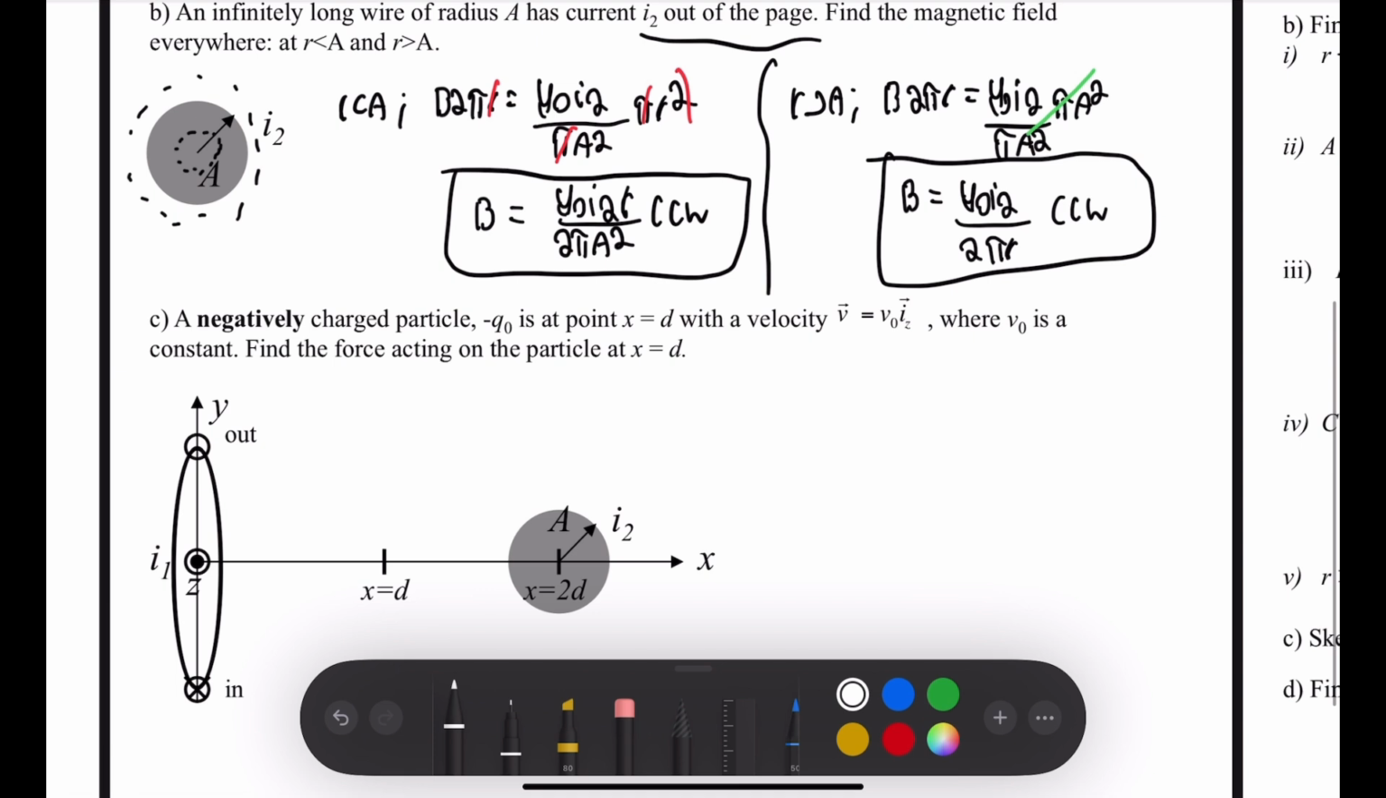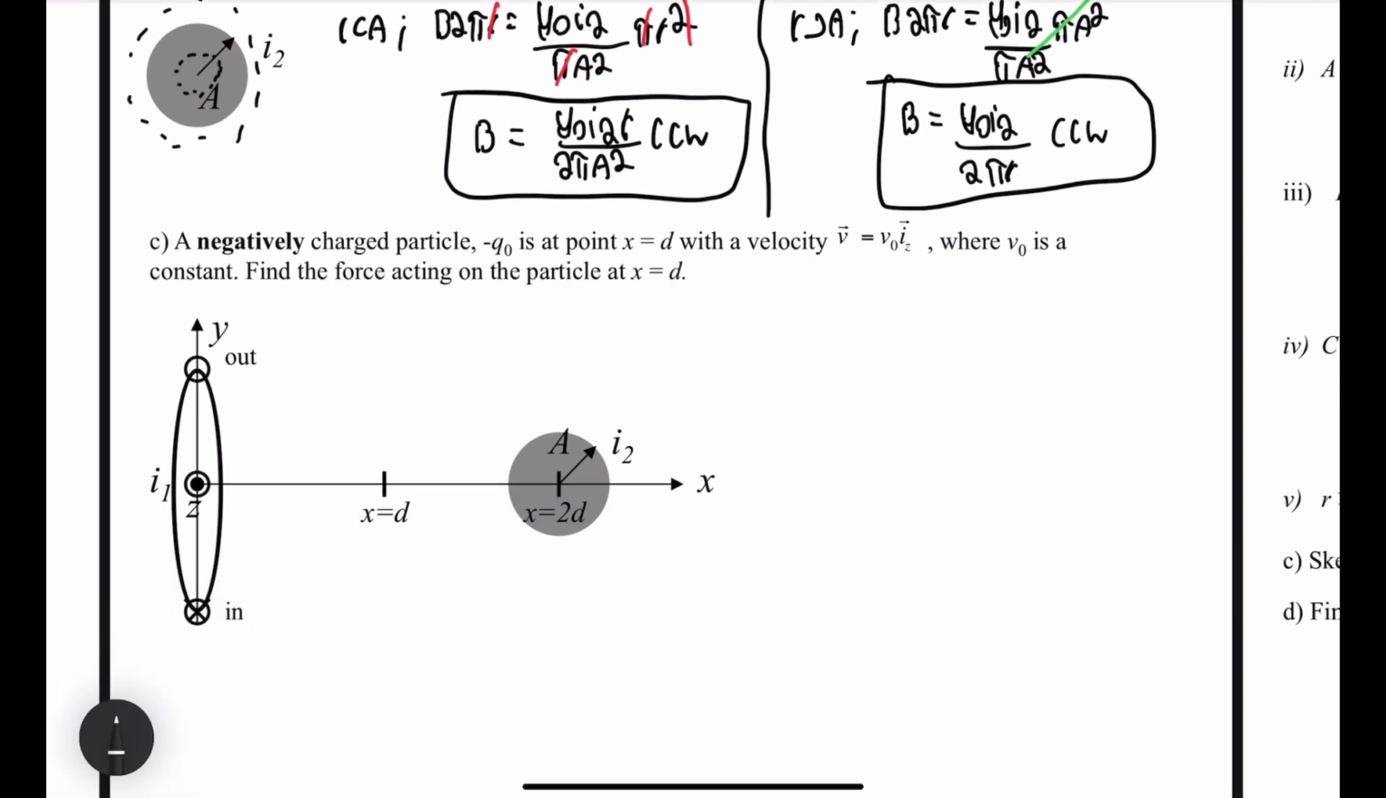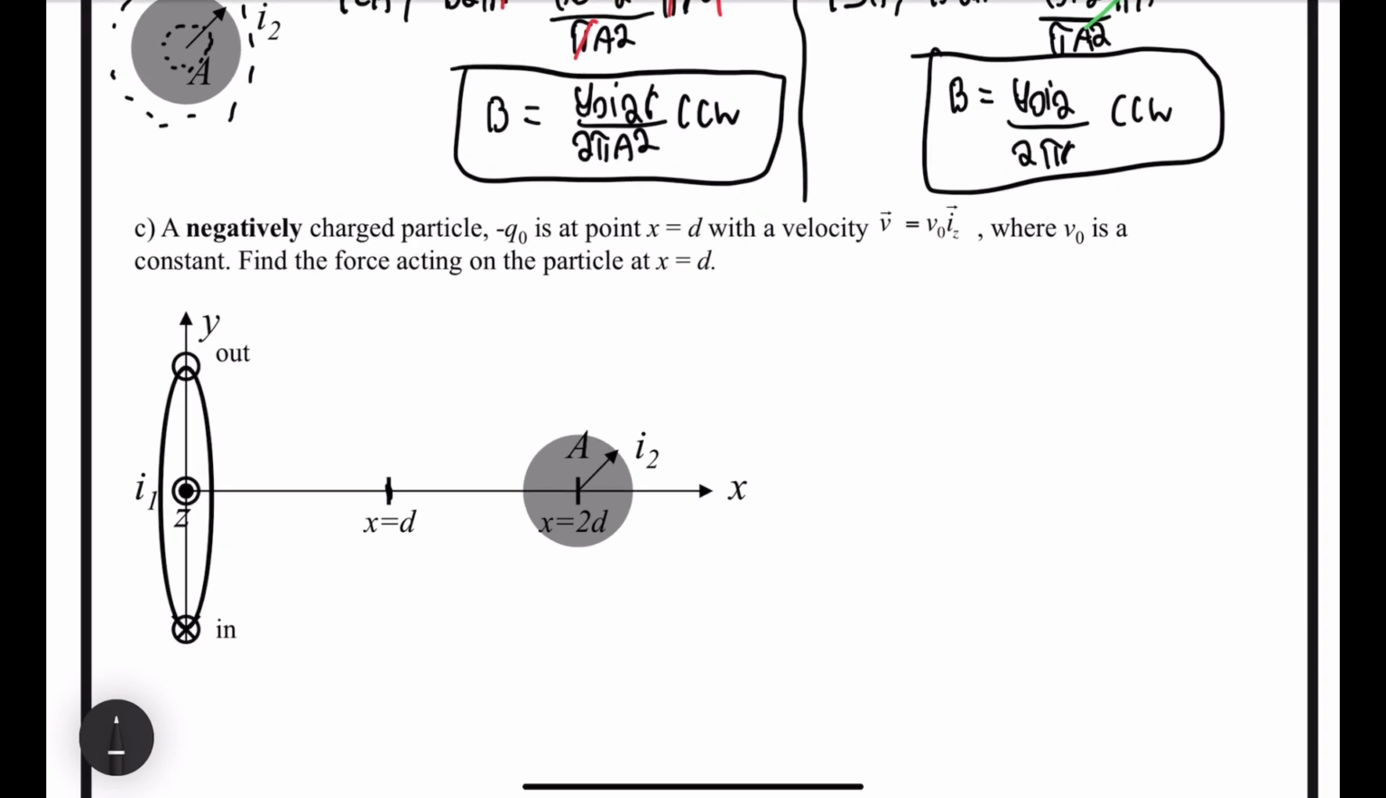Now for part C, we have a negatively charged particle, negative q naught, and it's at the point x equals d. So we have the charge right here, negative charge again, with a velocity in the z direction, and it wants us to find the force acting on the particle. So remember, the formula for the force on a particle is force equals q v cross B. But the thing is here, it's negative, so remember that we're going to have to flip the direction that we find, essentially. So we need to know what directions the magnetic fields are going.